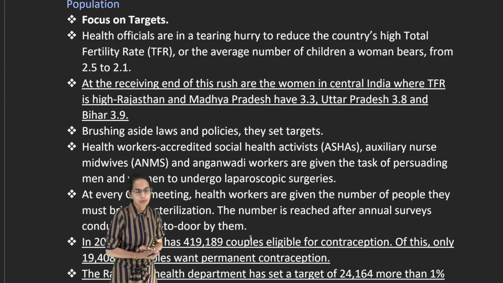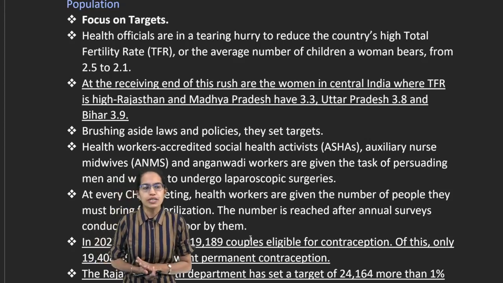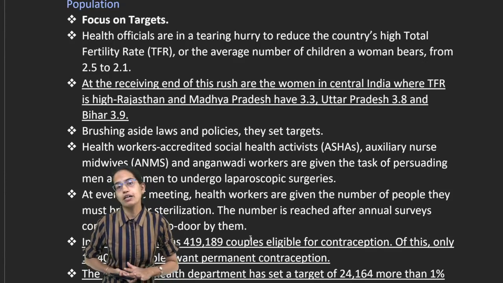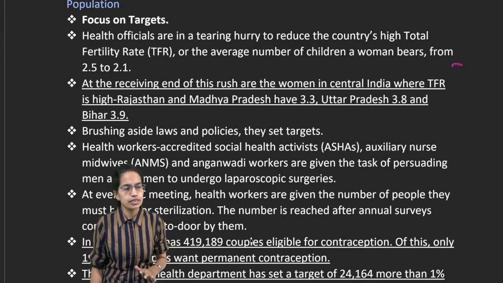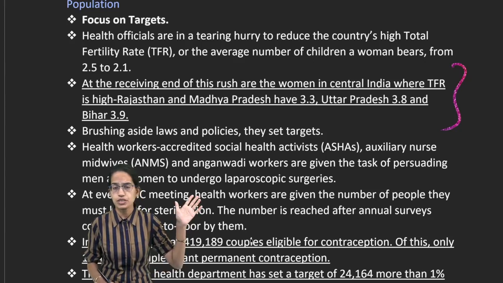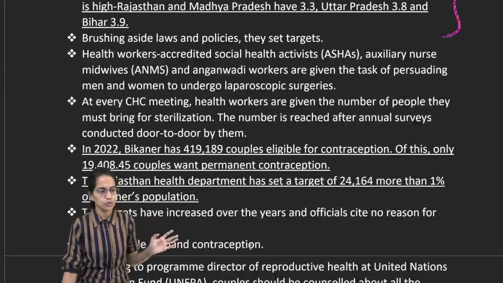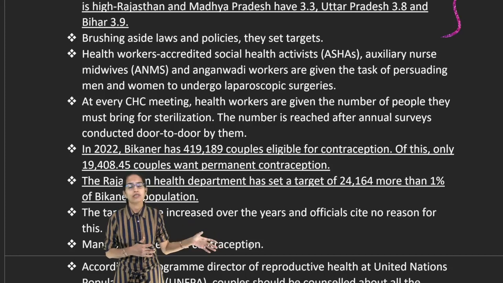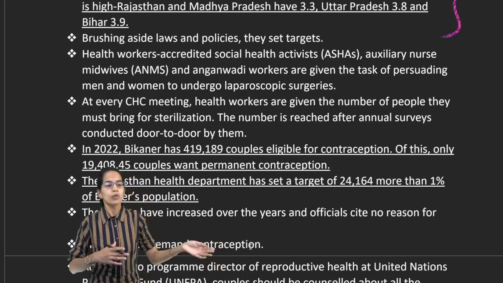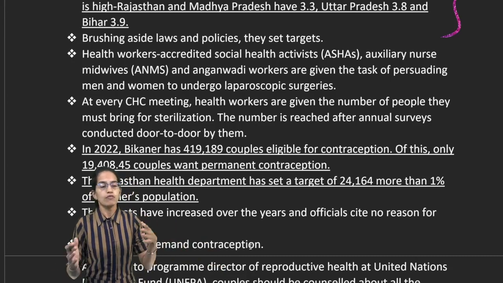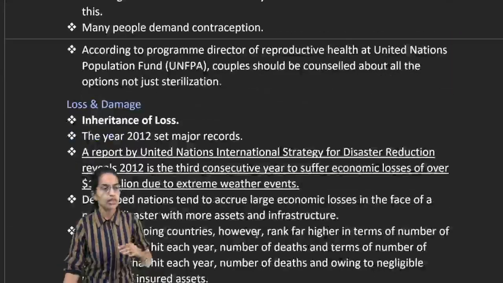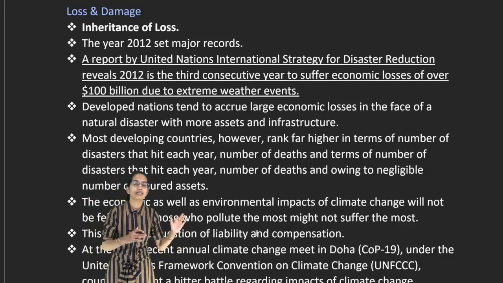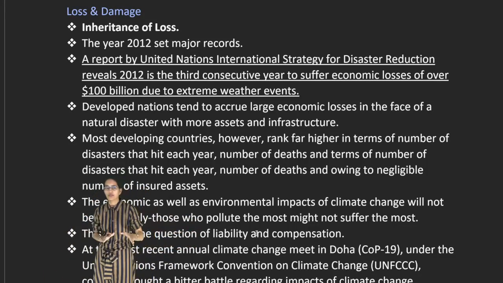The next is population. Now, fertility, total fertility rate, we are at 2.5. We aim to bring it down to 2.1. However, regions like Rajasthan, Madhya Pradesh, Uttar Pradesh, Bihar have extremely high total fertility rates. In Bihar, the available couples for contraception are nearly 4 lakh. However, only 1% of them are willing to go for permanent contraception, and therefore there is a lot of issue in terms of population and the rising pressure on the natural resources.